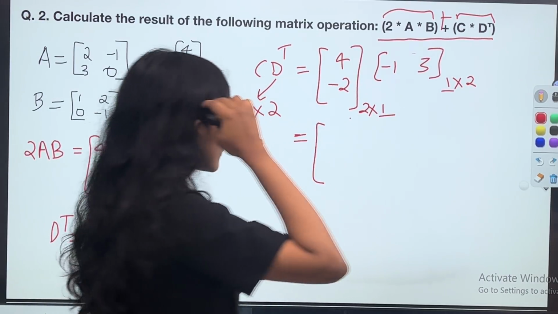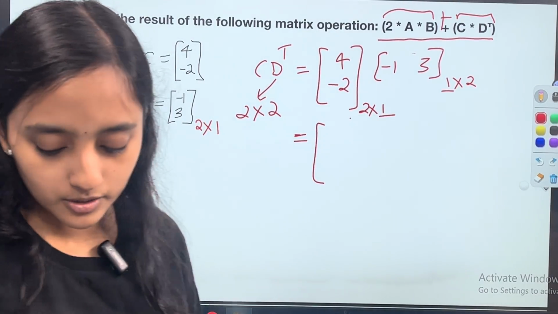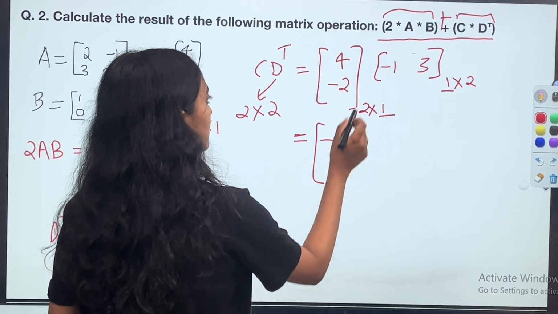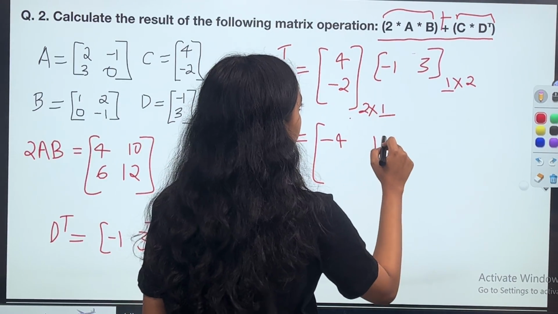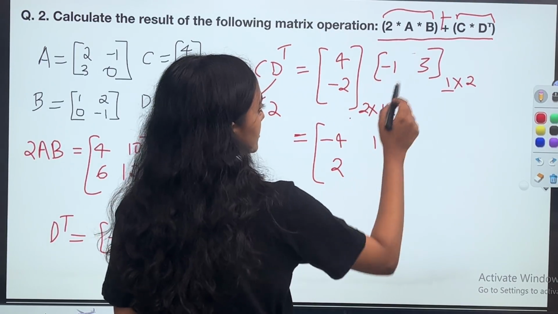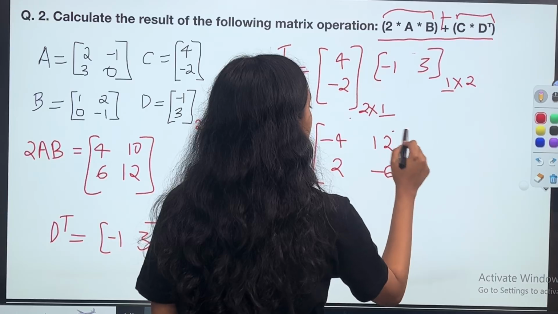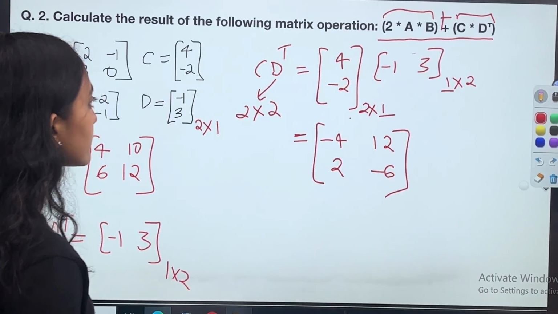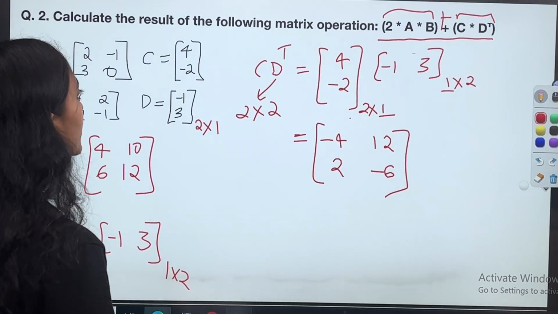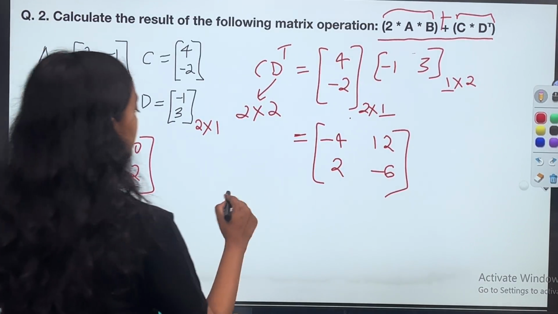So when you are trying to do this particular multiplication, you will get minus 4, 4 3s are 12, minus 2 into 1 is 2, minus 2 into 3 is minus 6. Am I right? Minus 4, 4 3s are 12, minus 2 into minus 1 is 2, and minus 2 into 3 is minus 6. So minus 4, 12, 2, minus 6. Okay. Now can we add up these two things?